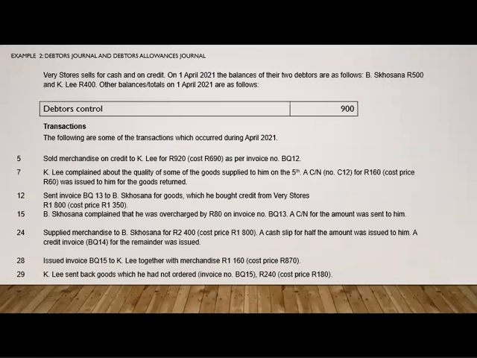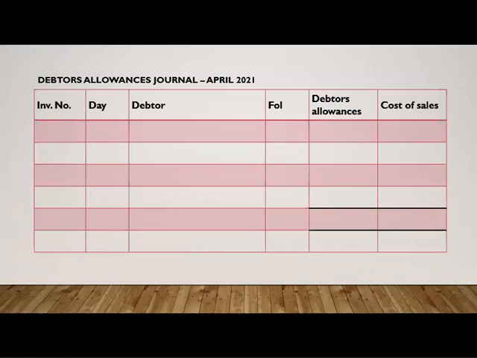On the 7th, Kaylee complained about the quality of some of the goods supplied to him on the 5th, which was obviously those goods that we sold for 920. A credit note number C12 for 160, 160 will be the selling price and the cost price will be 60 rand, was issued to him for the goods returned. That transaction will be recorded in the debtors allowances journal. Now, in our debtors allowances journal, we will simply have C12, credit note number, and the day will have the 7th.